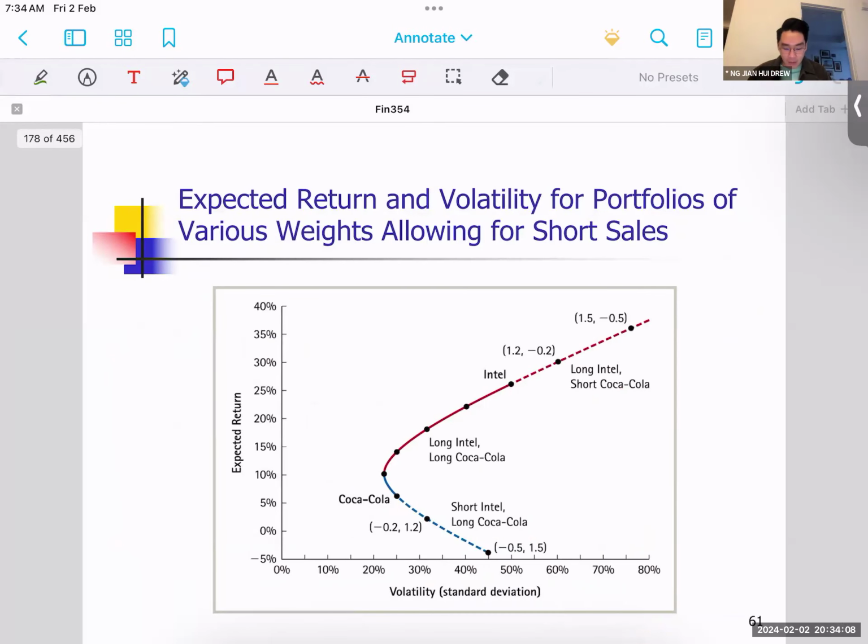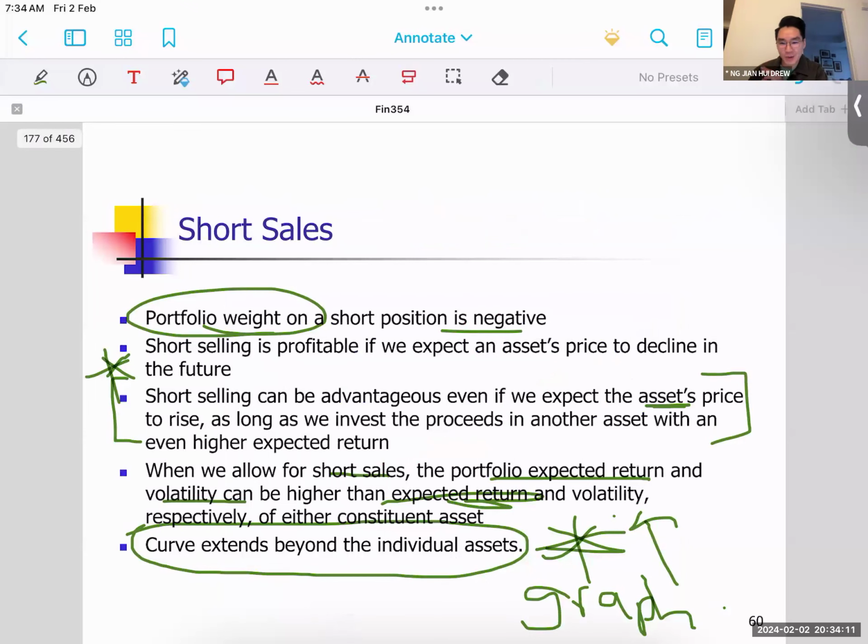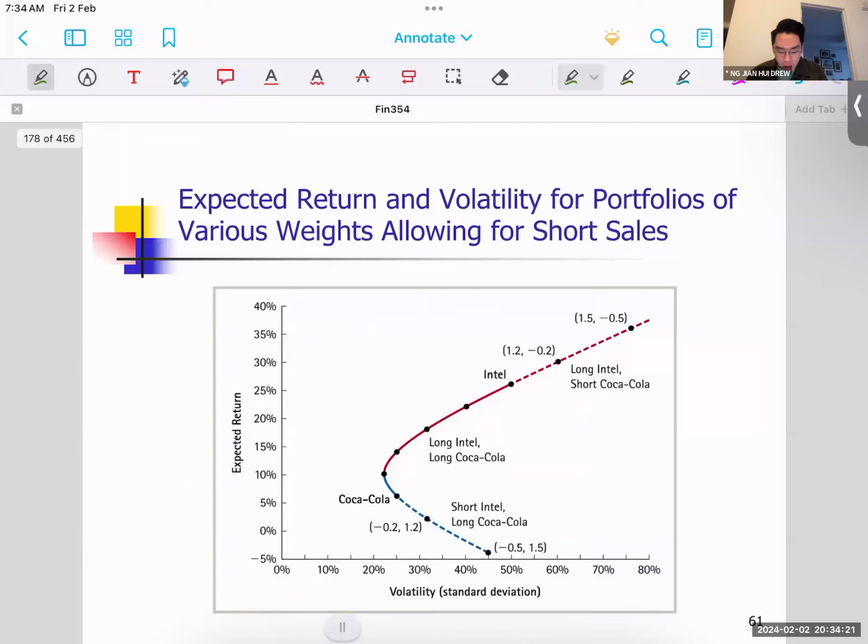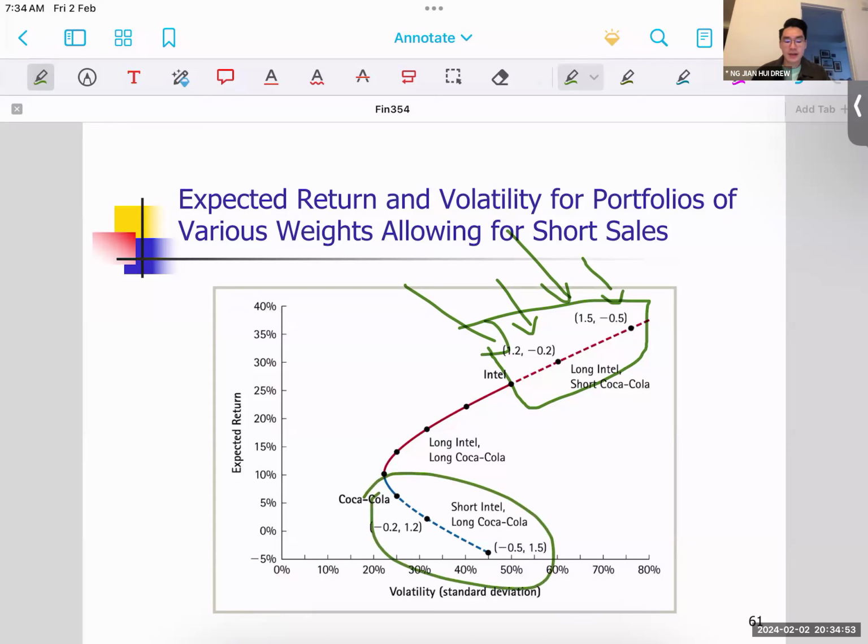Okay, so now recall, before we went on to that small discussion on hedging, reducing risk, that when we do a short sell position, your curve extends beyond the individual asset. And what does this mean? Remember, we'll go back to the curve again, right? So whenever you do a short sell, can you see here, this dotted line, we have a negative 0.2. What does this mean? It means we are shorting 0.2 of Coca-Cola, and we are buying more Intel, right? So you get 1.2. That's why your weight becomes negative. And in this case, we are shorting 0.5 Coca-Cola and buying 1.5 Intel. And of course, in this sense as well, it's the reverse.